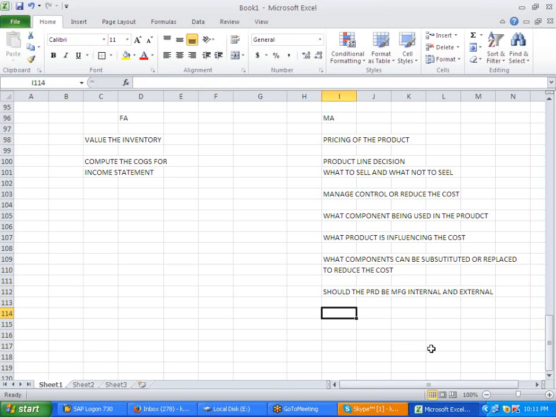I said should be manufactured internal or you outsource it. External is nothing but outsourcing it. You can also say whether it is profitable to sell the product at the current market price. The important thing is it helps to mitigate abuses of resources. There are many things. What are the significance that the company is gaining out of it when they are moving into product costing?